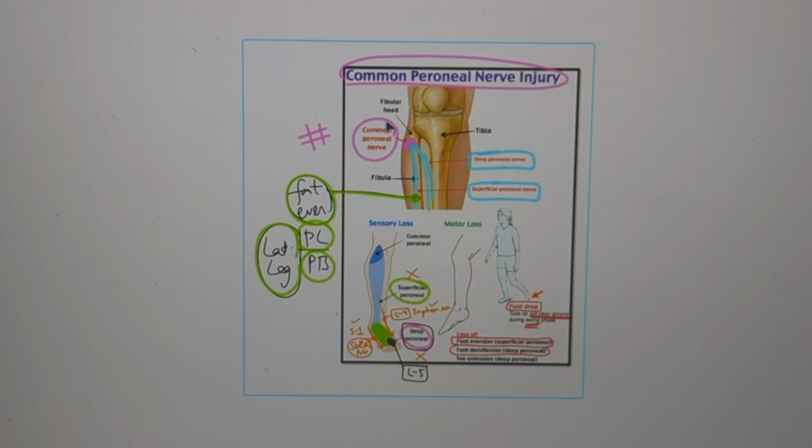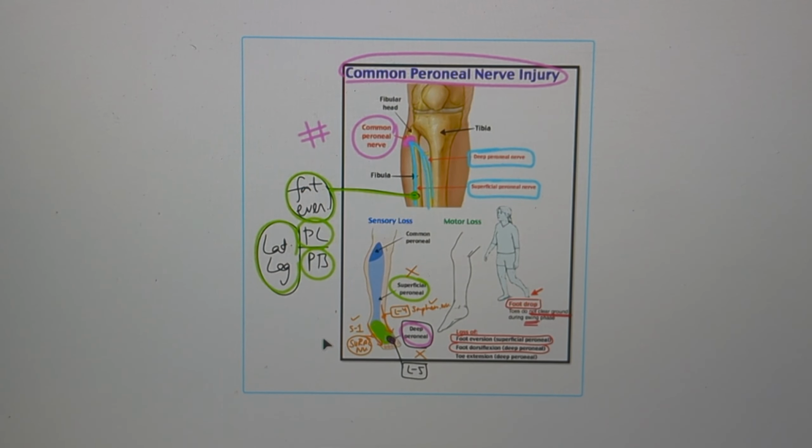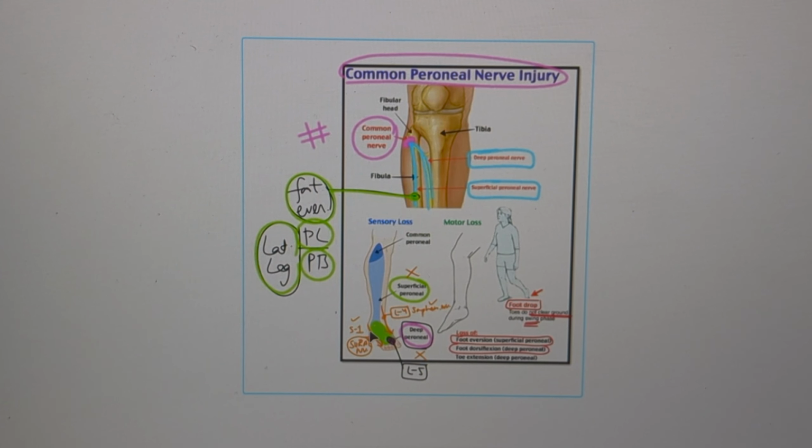If the common peroneal nerve, including both superficial and deep branches, is damaged, it leads to sensory loss, primarily affecting the dorsum of the foot. However, the lateral and medial side of the foot remains unaffected because the lateral side of the foot is supplied by the sural nerve, root value S1, while the medial side of the foot is supplied by the saphenous nerve, root value L4.